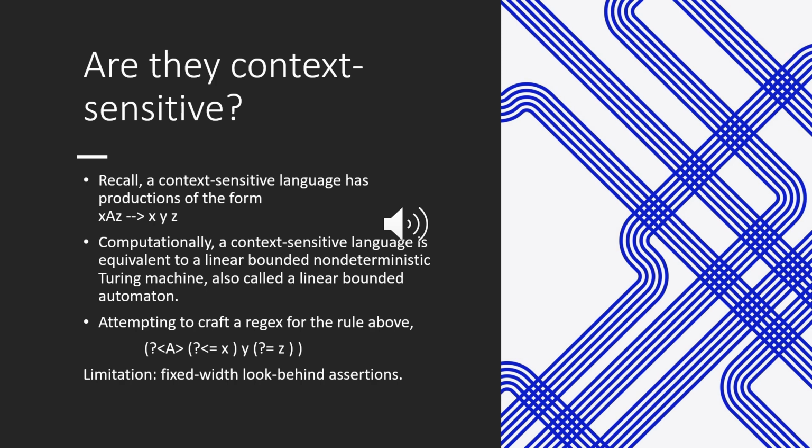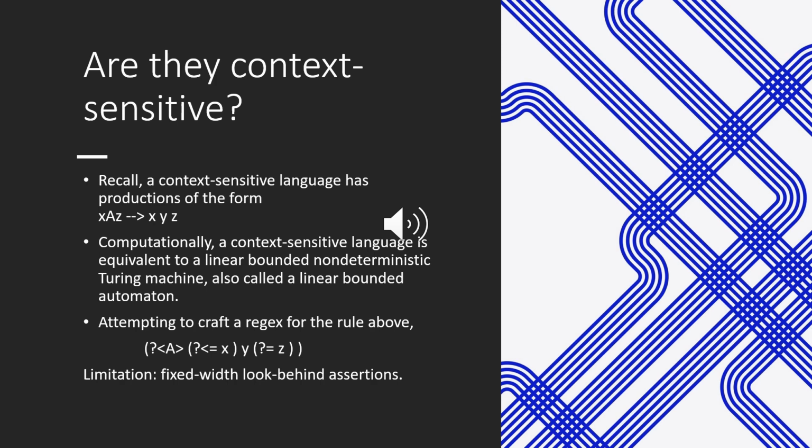So recall that a context-sensitive language has productions of the form, if you have XAZ, where A is your non-terminal, then it gives XYZ. This is contingent on A being preceded by X and being succeeded by Z. Another fact is that computationally a context-sensitive language is equivalent to a linear bounded Turing machine. So basically the tape is limited to the input string and then the start and end markers surrounding that input string. Now coming back to the context-sensitive languages, we can attempt to craft a regex for the rule above. You can simply have a look behind assertion and a look ahead assertion. So now you only produce XYZ if you have A preceded by X and Z succeeding A.